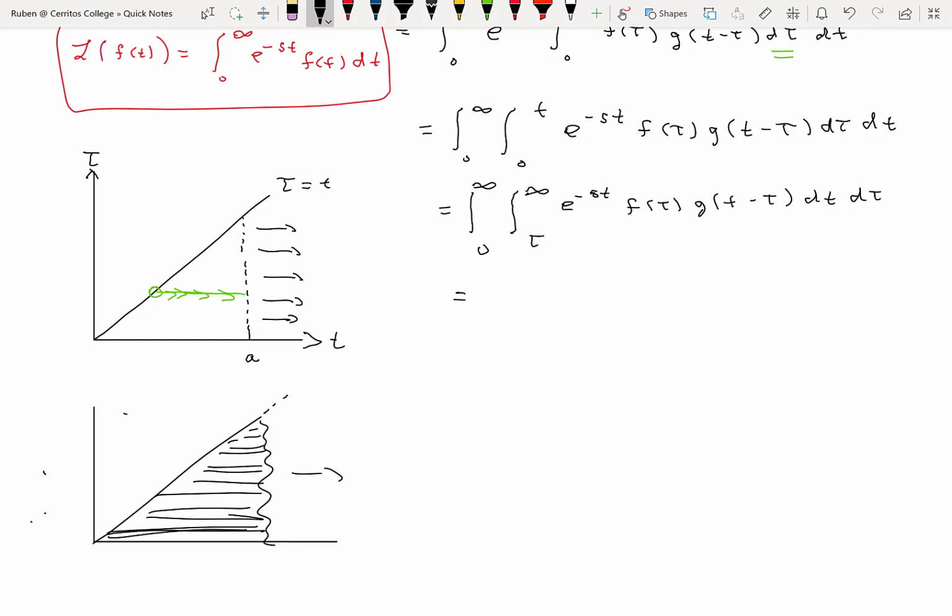Okay, in any case, moving forward, let's take a look at that really weird looking function we're integrating, e to the negative st, f of tau, g of t minus tau, dt first. Is there anything that can be factored out of that first integral dt? And the answer is yes. The f of tau in the first integral is constant with respect to the integration with respect to t. So I'm factoring that out.